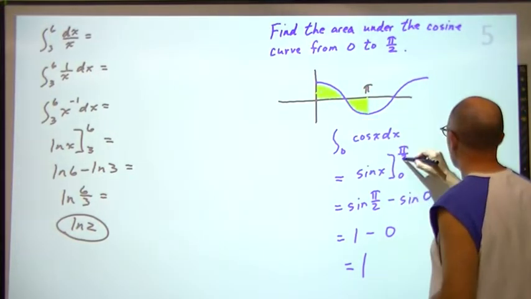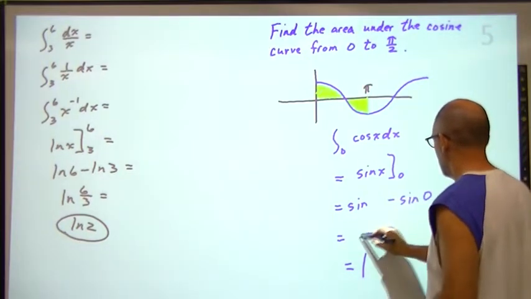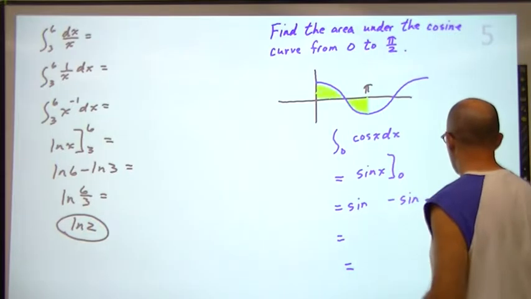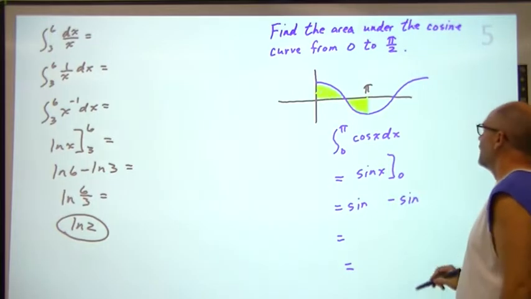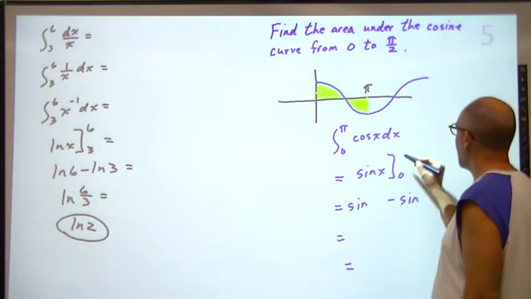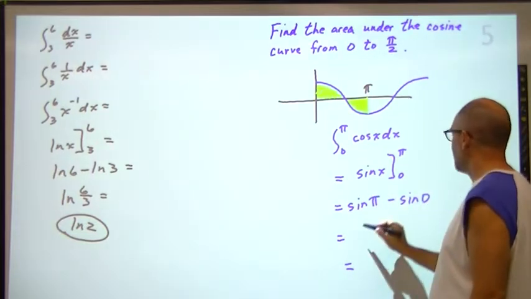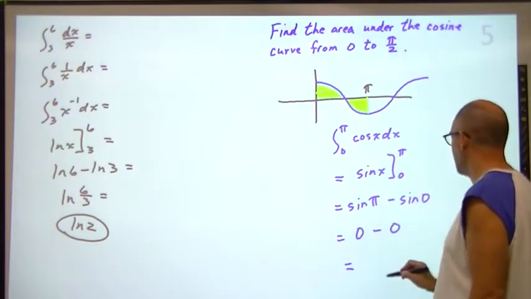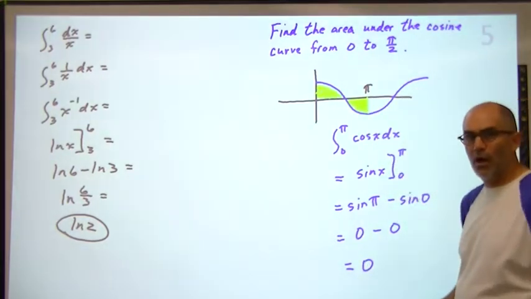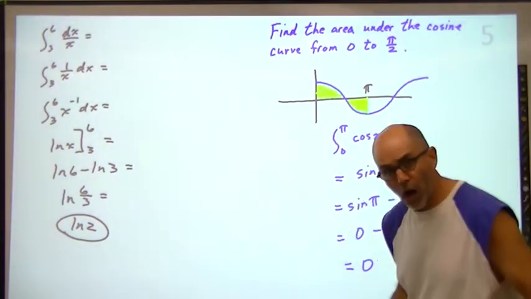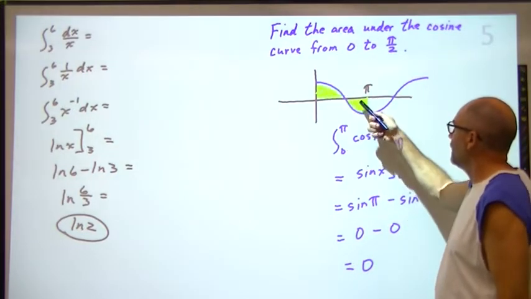So we're going from 0 to pi of cosine x dx. So that's going to be sine x from 0 to pi. That's sine of pi minus sine of 0. Sine of pi is 0. Sine of 0 is 0. Why is that area 0? Okay, it's 0 because that's a positive 1, that's a negative 1.